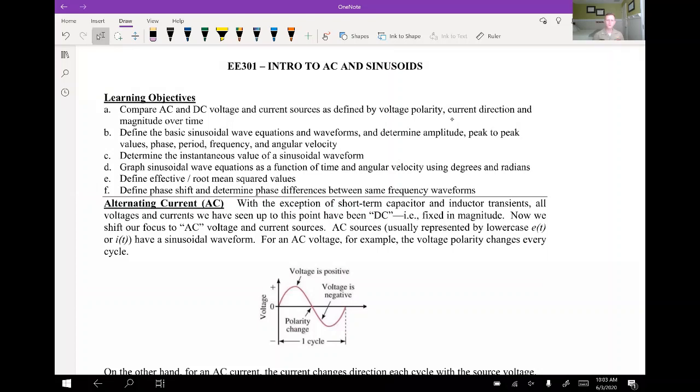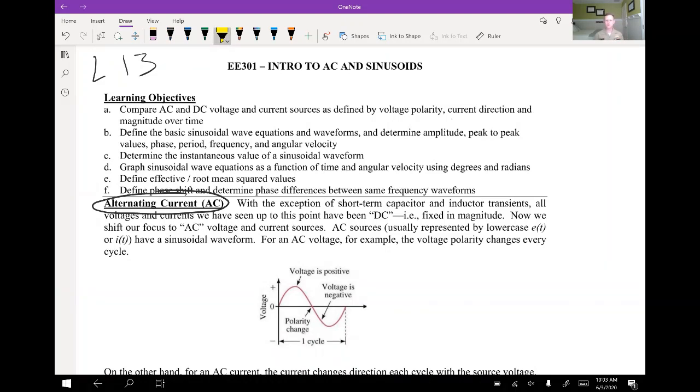All right, welcome to lesson 13. Lesson 13 in EE 301. We're changing topics now after the first exam to move on to alternating current. That's what we see right here, alternating current.